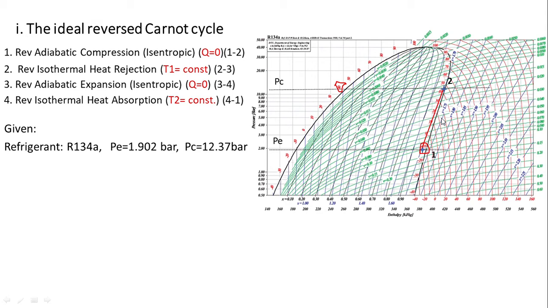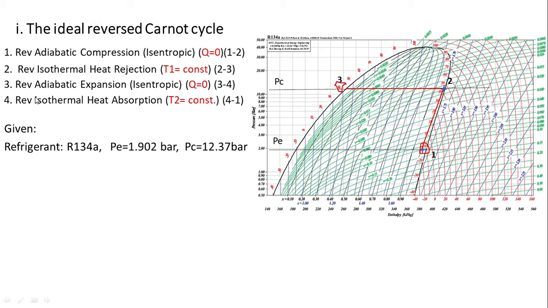Then next is 2 to 3, isothermal heat rejection, which means the temperature remains constant. You can draw a horizontal line from 2 to 3, because in this region, as I have said, the temperature and pressure lines are the same. So it will be like this, and where it meets the saturated liquid line, that is point 3.